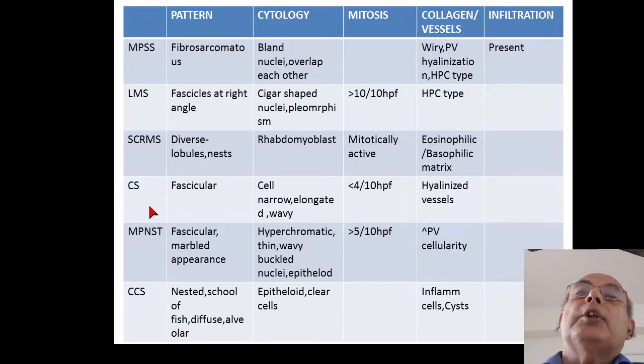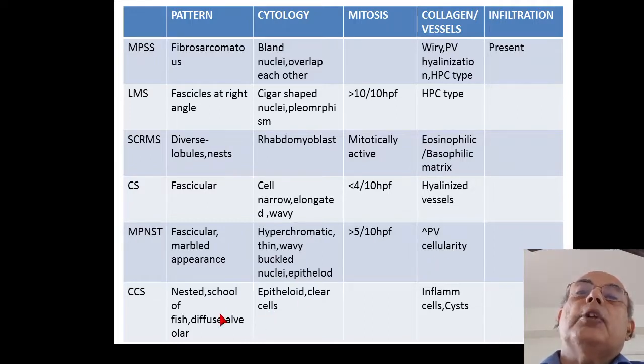In case of cellular schwannoma, fascicular growth pattern, cells narrow, elongated, and wavy. Tumor is not mitotically active, hyalinized vessels. In case of malignant peripheral nerve sheath tumor, fascicular growth pattern, as well as marbled appearance because of hyper and hypocellular areas. Hyperchromatic nuclei, thin, wavy, buckled. A few epithelioid cells may be seen. Tumor is mitotically active. There is accentuation of perivascular cellularity.